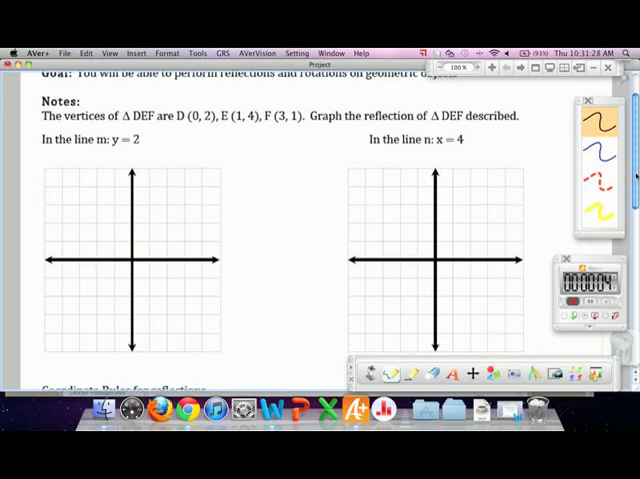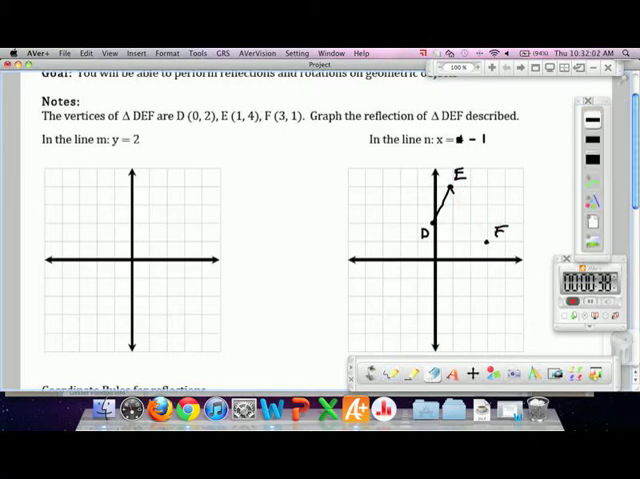So I'm gonna graph the triangle, and then graph the reflection, and also if you take your pencil, we're going to change this from the line x equals 4 to line x equals -1 as well to make this a little bit easier to do. Let's see. The pre-image D is 0, 2. E is 1, 4. And F is 3, 1. Is our pre-image triangle.